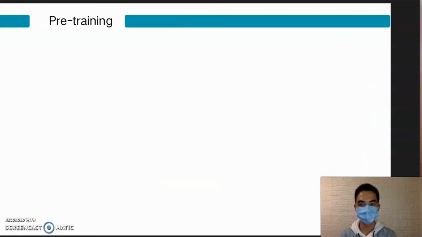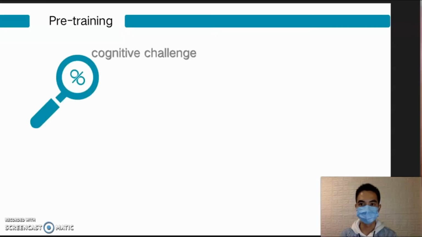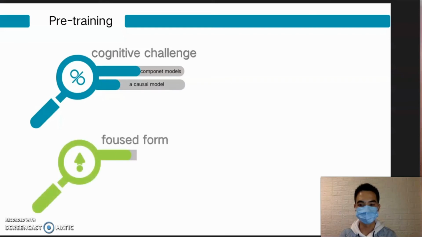Design principles leading to the construction of concise narrated animation that explain how physical and biological systems work. Learners' cognitive challenge is to build the component model and causal model at the same time as they receive the narrated animation. The authors explored a more focused form of pre-training aimed at helping students build component models in the system.